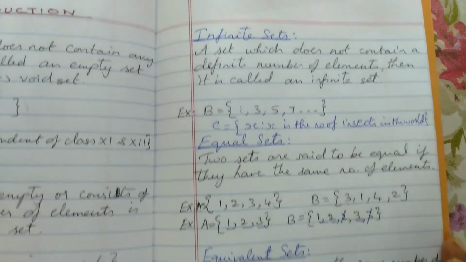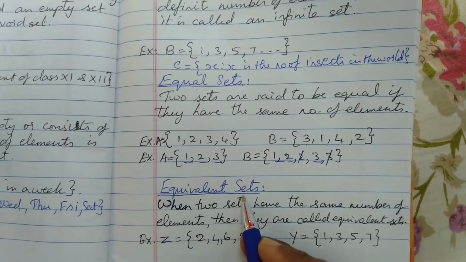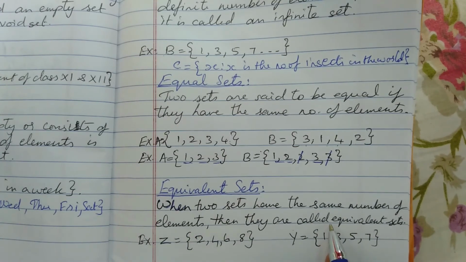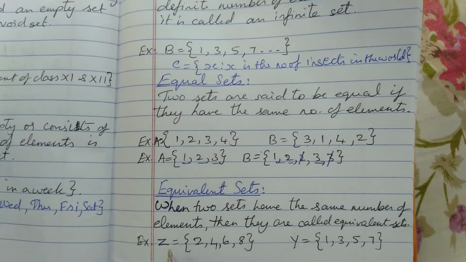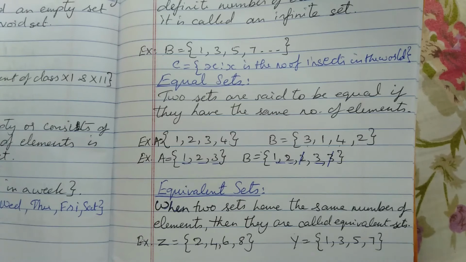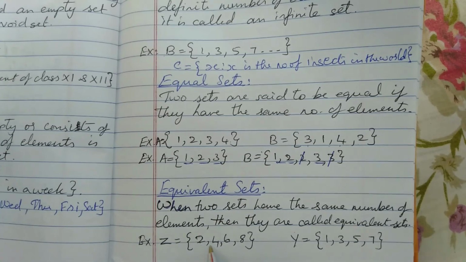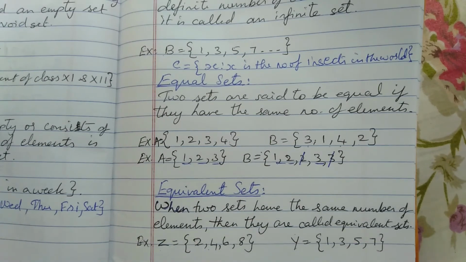Okay. The next one is equivalent sets. When two sets have the same number of elements, then they are called equivalent sets. Now you take, for example, set Z has 2, 4, 6, 8 and set Y has 1, 3, 5, 7. Both the elements are not same, but the number of elements in both the sets are equal, right? You have 4 elements here also. So this means both are equivalent sets.